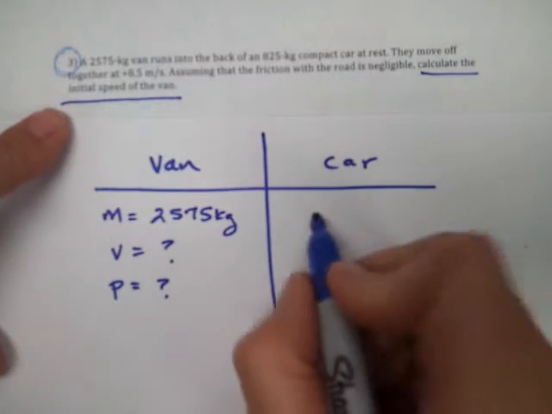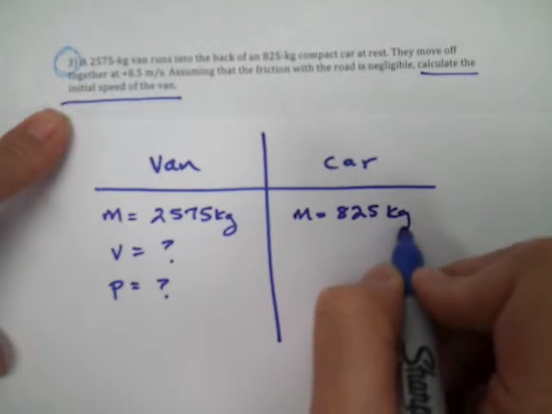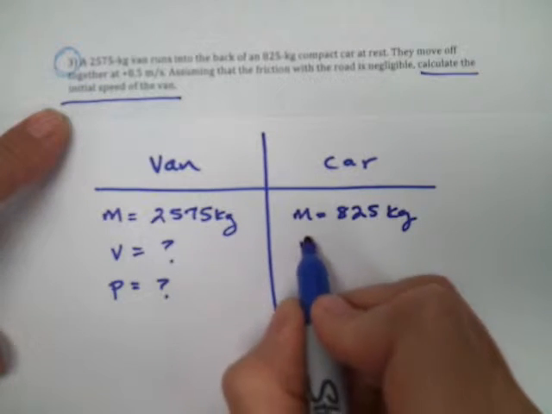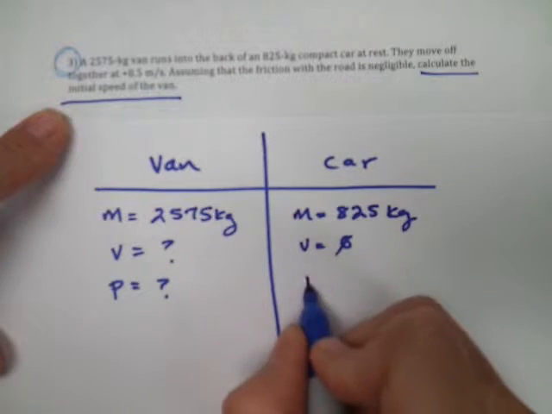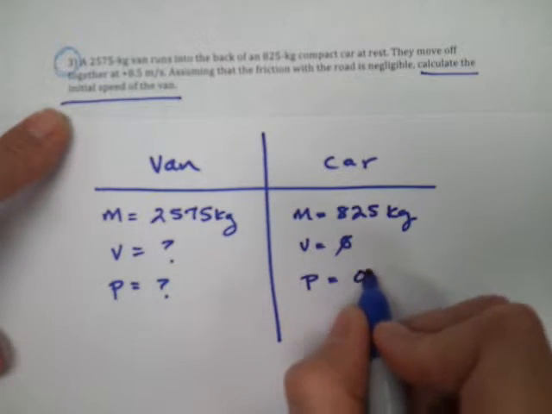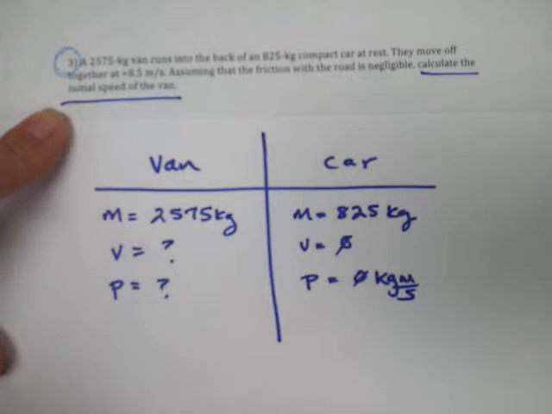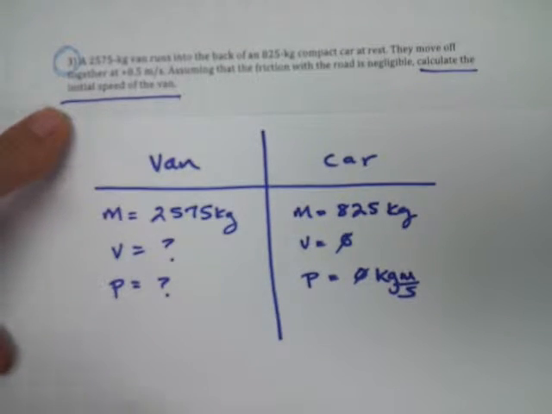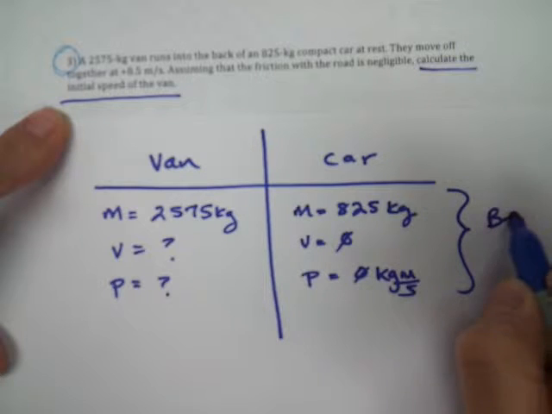For the car, we have the mass is 825 kilograms. We have that its initial velocity is 0 because it's at rest, and that makes its momentum before the collision 0. These two need to add up to be the total before. So this is all before the collision.